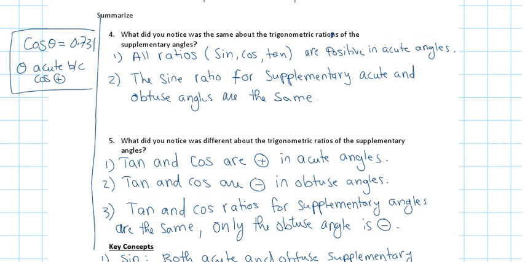How about this? Is angle theta acute or is angle theta obtuse? And why is that? Because the tan ratio is negative. That should be obtuse. Okay. How about this?